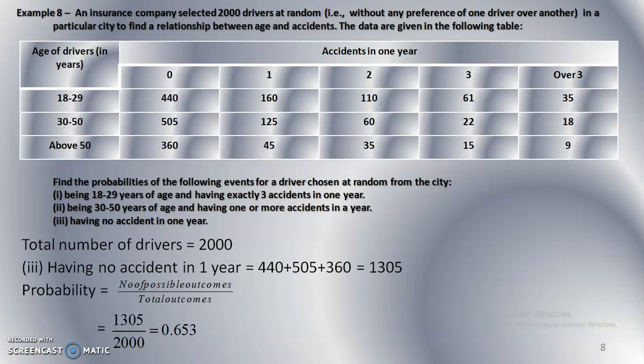Now go to the next, which is having no accident in a year. So for 440, 505 and 360, we add 440 plus 505 plus 360 equals 1305. Got it? So probability equals number of possible outcomes divided by total outcomes equals 1305 divided by 2000, and the answer is 0.653.